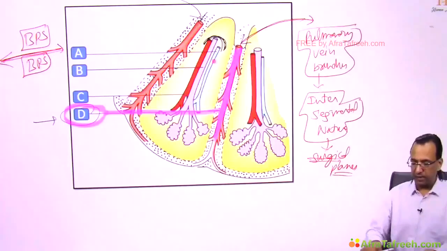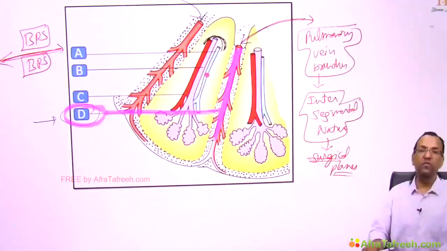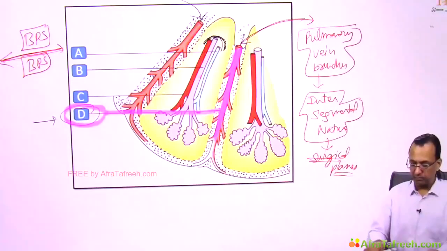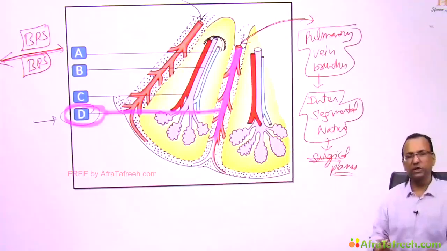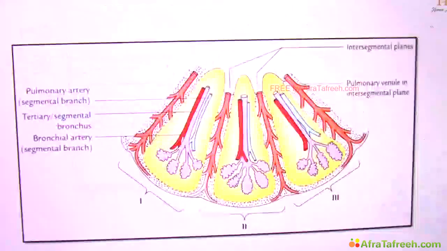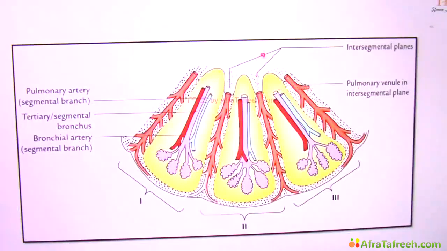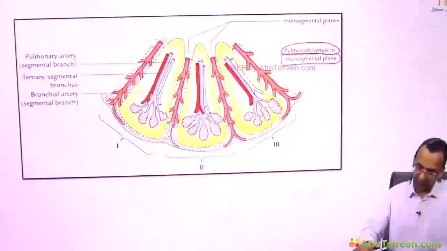So what are these then? They are, of course, artery, vein, and the bronchus. Which bronchus? Tertiary bronchus. And which artery and vein? You know, this BPS requires some oxygen and some blood must be taken back also. So what is all this? Let us find out. You see here, these veins are intersegmental, intersegmental, and intersegmental. They are the pulmonary veins, the branches given in the intersegmental plane.